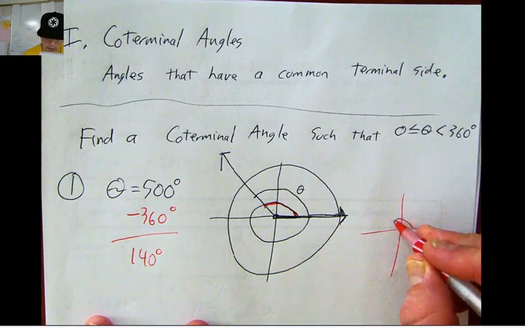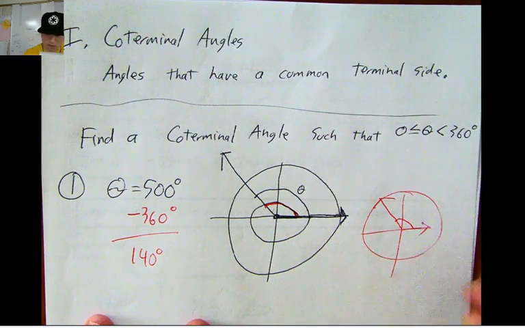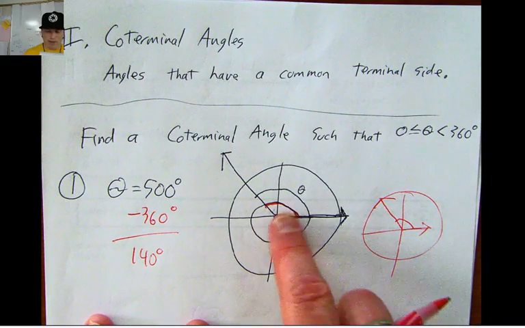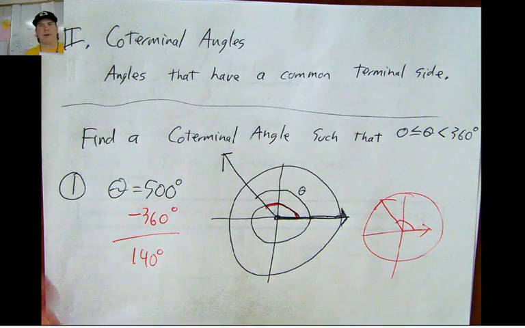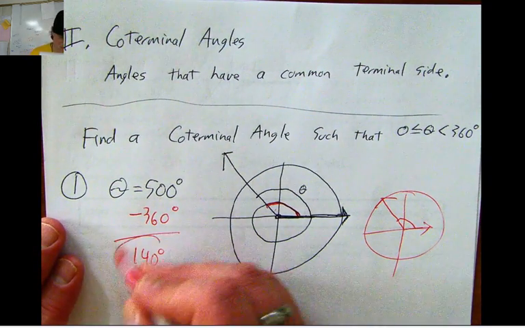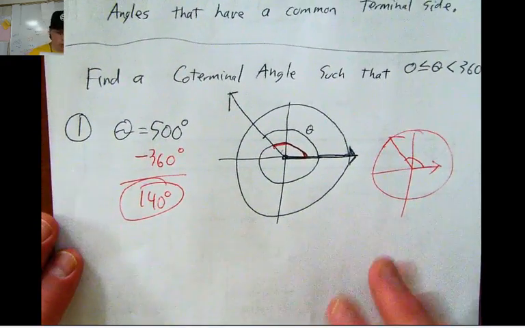If I did just 140, it would look like that. So my two angles look the same. It's just that for the 500, I ran around the circle one more time. 140 degrees. Okay, I have 4 of these examples total.